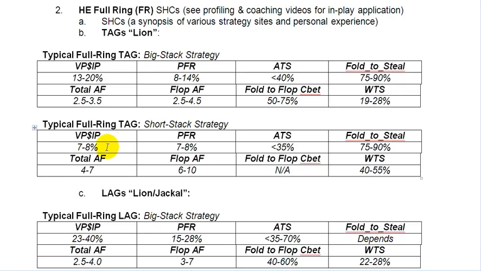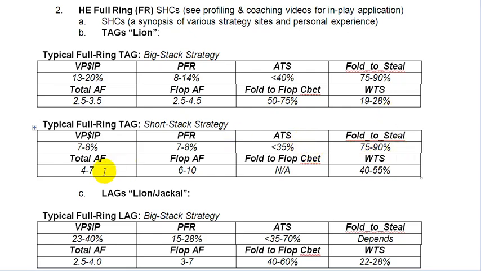VPIP only playing anywhere from 5 to 8% of hands, raising exactly the same amount, more or less. Never limping. Calling is completely forbidden in the strategy. Attempt to steal, they get very creative here. Fold to steal. The rest of the stats are pretty much the same.